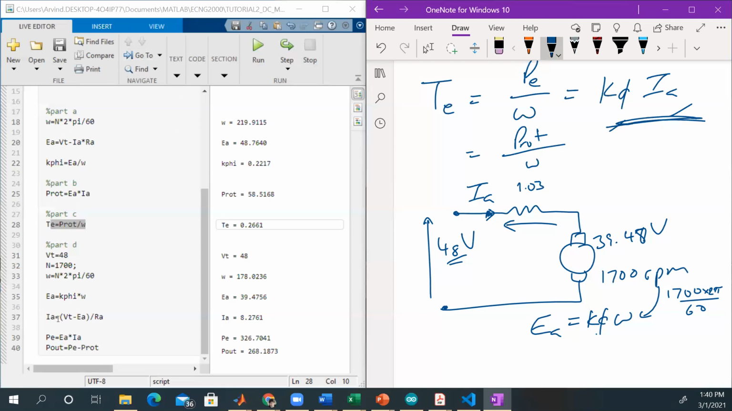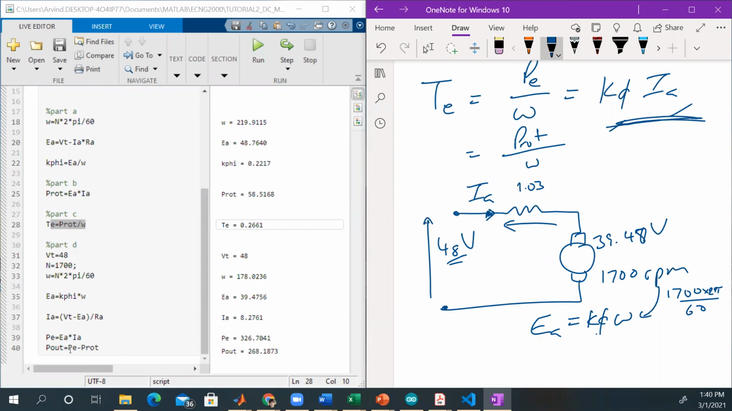Here it is. So IA is equal to VT minus EA on RA. So I could calculate that as 8.2728 amps. And then the electromagnetic power is EAIA, right? That gives me the power here. And that power goes into two things. It goes into the friction and windage and the load power.